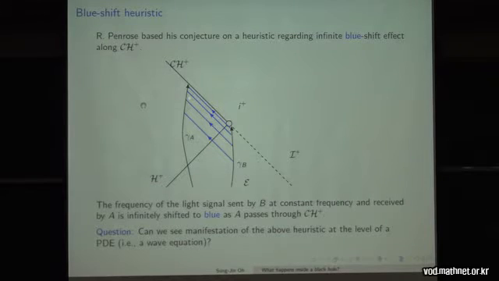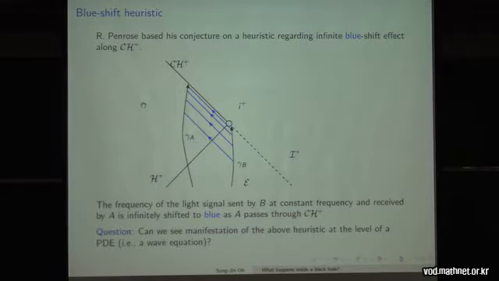On the other hand, A receives all the signals that B sends before leaving the space-time. But the proper time, the time according to the clock of A, is finite before it exits space-time. So therefore, the frequency of the signal must be shifted infinitely to high frequency, or blue, as A passes through the Cauchy horizon, and this is the blue shift effect. Okay? So in more technical terms, it tells you that at the level of geometric optics, the energy of the light ray is magnified as you go to the Cauchy horizon.